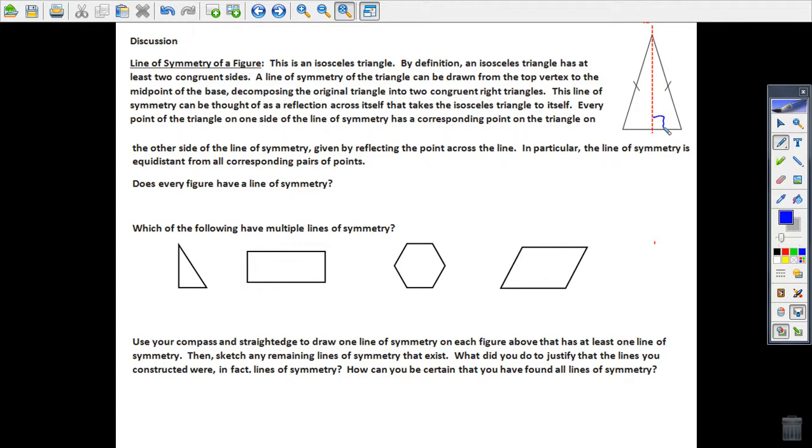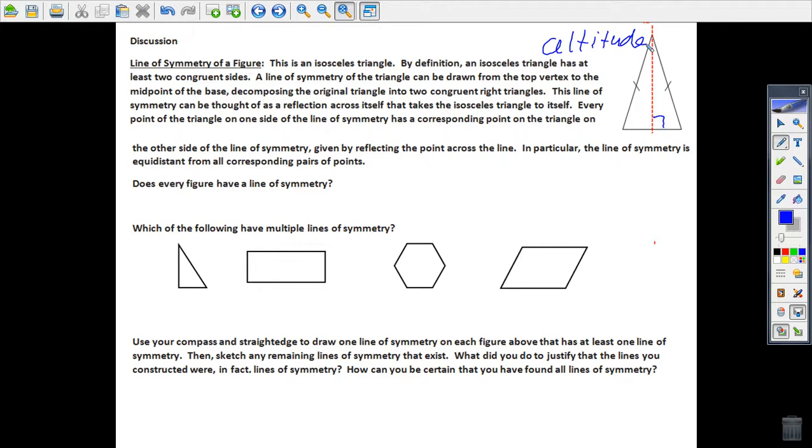If you take a figure, anytime that you drop down a line that makes 90 degrees to the base, that is called an altitude. If you didn't know that. So if it does it horizontally, we still call it an altitude. Just call it an altitude. Does every figure have a line of symmetry like that? No.